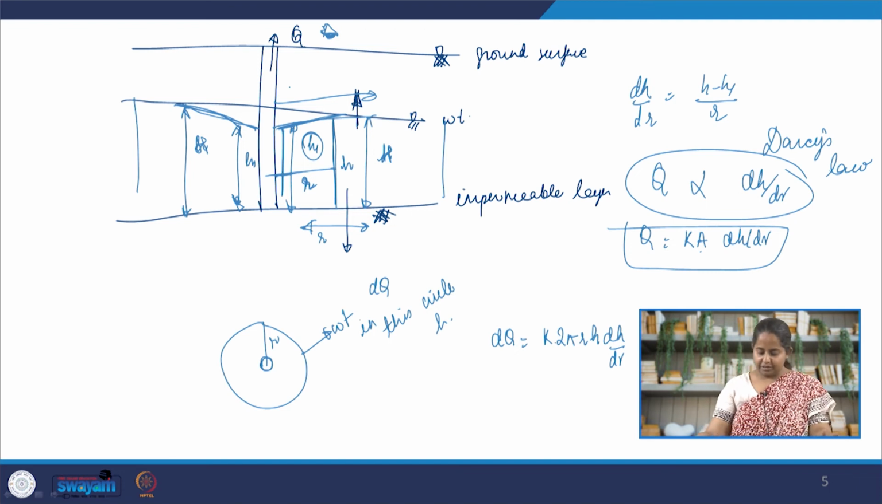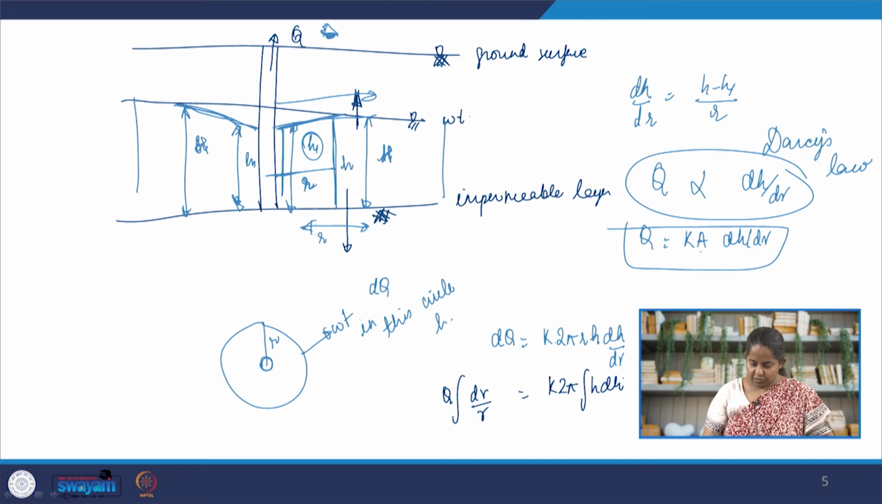Now to integrate this is very simple. We need to separate the variables. So let's bring r on the left hand side and keep h on the right hand side. What we get is, so h we are integrating from h to h1, and r we are integrating from r to r1, right? So we know where the depression in the water table begins, and we know the height before the depression begins.